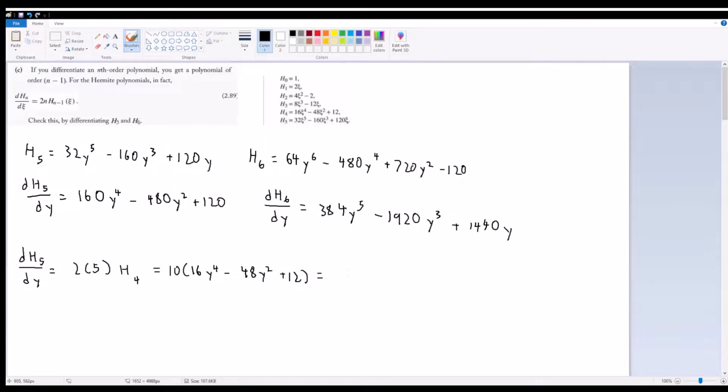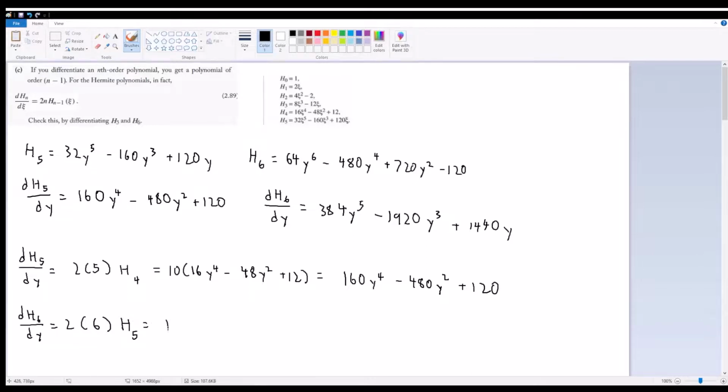So this is going to give us 160y^4 minus 480y^2 plus 120. And if we look, this does indeed match what we got right here. Next, doing the same thing for H6, we have dH6/dy equals 2 times n, which in this case is 6, multiplied by H of 6 minus 1, which is 5.